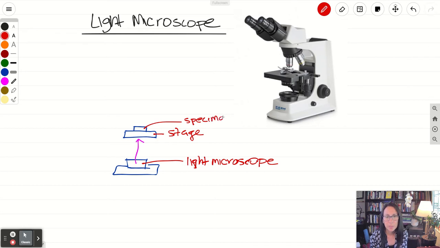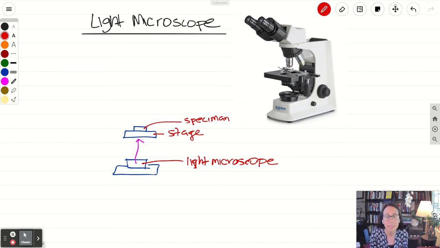So it could be a sample from your skin, or it could be a sample from a leaf, or just anything you want to look at. Okay, so normally what you do is you have a glass slide, you put the specimen on the glass slide, and then you put a little cover slip over that. Okay, and maybe some water in between just to keep it all very flat. And so that's what your specimen is. It is what you're going to be looking at.